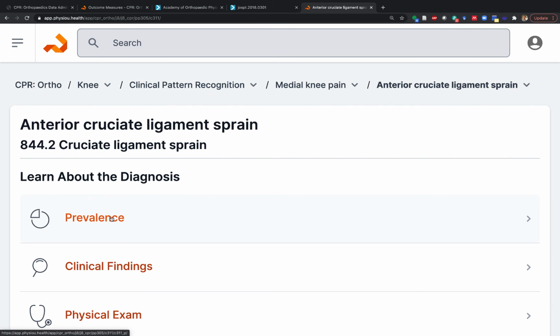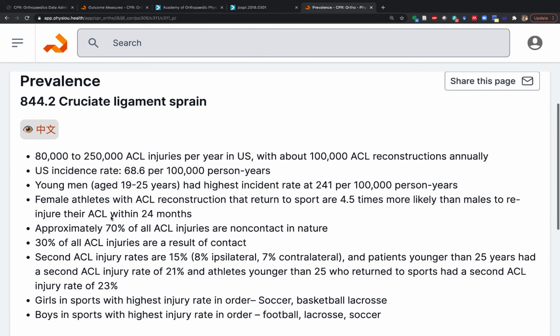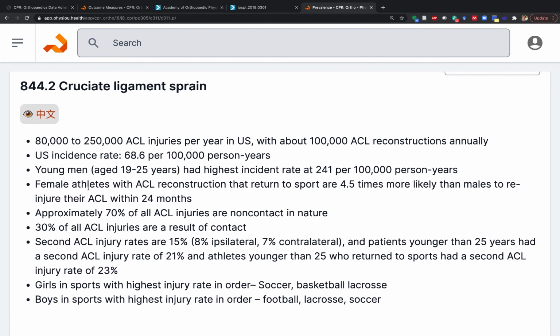So again, this data is inside the table that is in your slides, but they come from the PhysioU app, and I want to just point out a few things here. Female athletes with ACL reconstruction that return to sport are 4.5 times more likely than males to re-injure within the first 2 years. Young men had the highest incident rate at 241 per 100,000 person years.